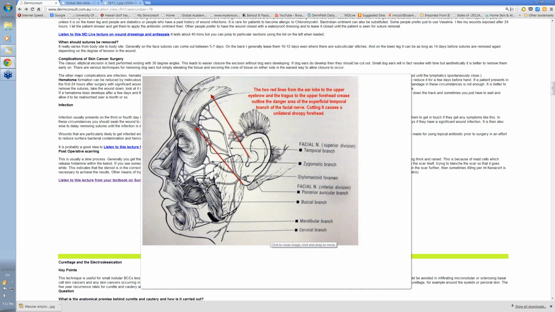But you should know the named branches of the facial nerve and roughly where they run, whether they're superficially deep to the parotid or running through the parotid itself, and the areas where they're most superficial.